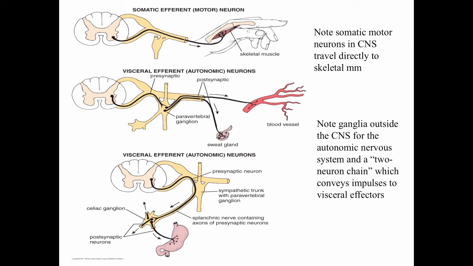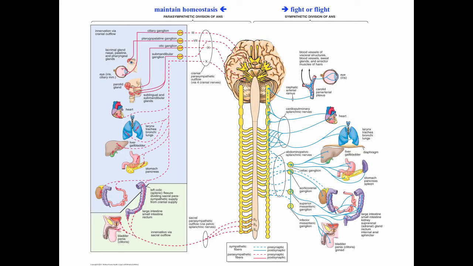The other point I want you to take away from here, besides the fact that there are ganglia outside of the central nervous system where these autonomic nerves meet and synapse, is that there's at least a 2-neuron chain which is going to convey impulses to the visceral effectors. So there's a neuron cell body that originates in the central nervous system, the so-called presynaptic neuron, which is going to synapse in a ganglion outside of the central nervous system to the so-called postsynaptic neuron, and that will then innervate the target organ. We're not going to go over these details in our course here.